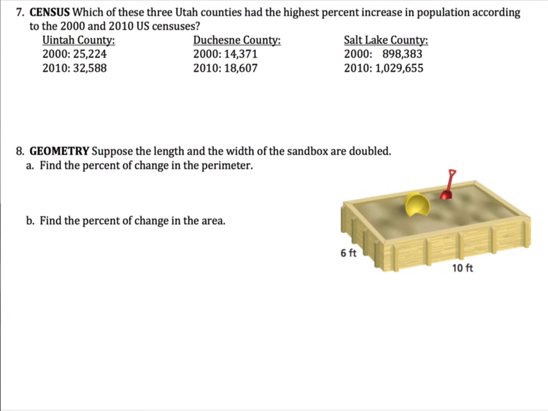Number 7, we are comparing 3 Utah counties to see who had the highest percent increase in population. This is from the 2000 and the 2010 U.S. censuses. And then number 8, we're looking at a sandbox and we're going to change the size of it and find the percent of change in its perimeter and its area.